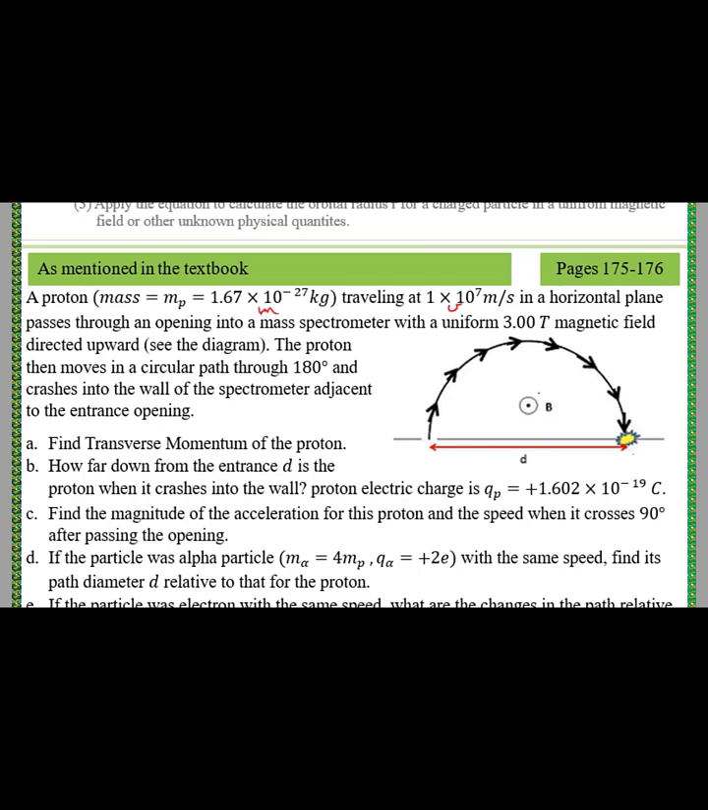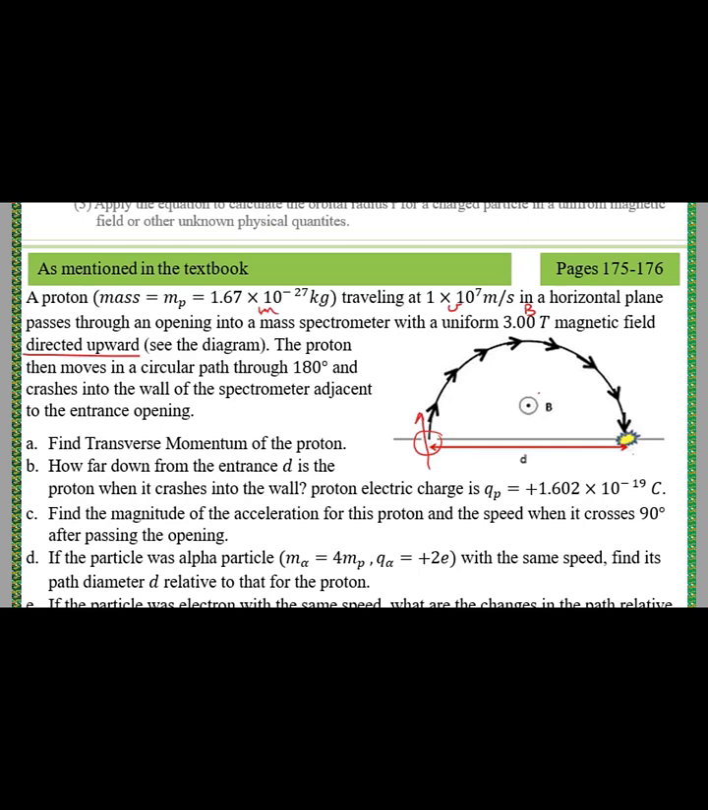In a horizontal plane, passes through an opening. This is the opening, and it is passing through that one, into a mass spectrometer. Yes, the mass spectrometer is not included in the syllabus, but we can solve the question without knowing what a mass spectrometer is. With a uniform 3 Tesla magnetic field directed upward. The direction of the magnetic field is upward. It is additional information.